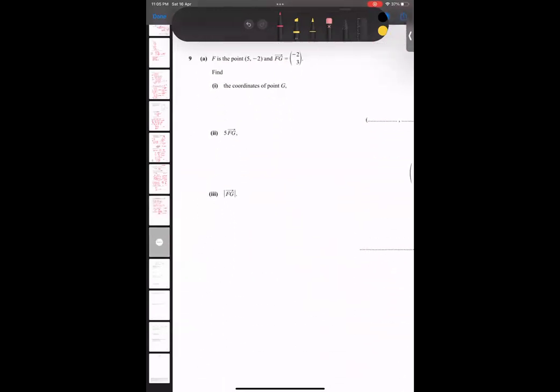Let's talk about question number 9. He's asking, first of all, I introduce how to convert coordinate form to vector form and go backwards. The coordinate form we have given here, 5, -2 is F. Just introduce O, and with that it will become vector form.